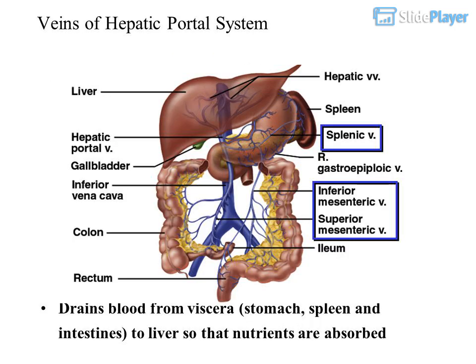Veins of hepatic portal system. Drains blood from viscera, stomach, spleen and intestines, to liver so that nutrients are absorbed.